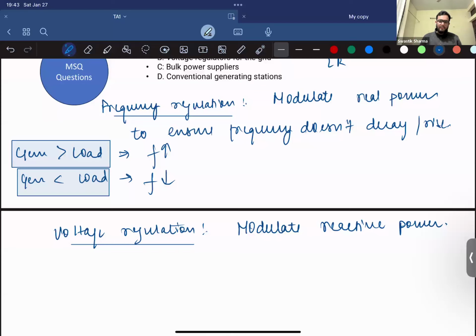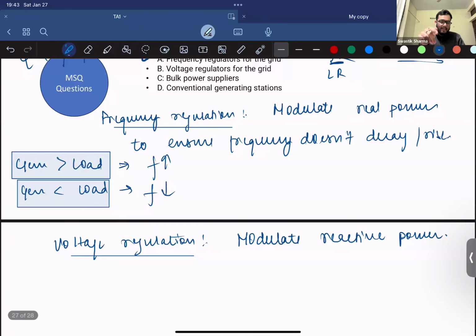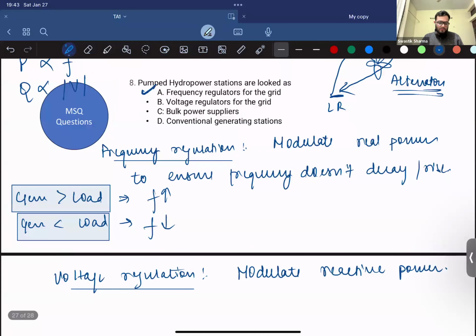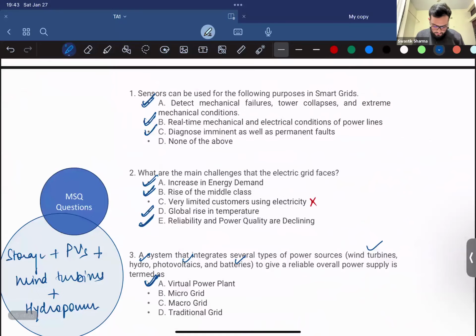So with the power electronics based resources, these inverter resources, when you change the firing angle, you change the amount of Q that they can inject into or retrieve from the grid. So by changing that, you can affect voltage regulation. Here, it's not possible. So the pumped hydro power stations are looked at more as frequency regulators for the grid. So I've covered all the aspects.